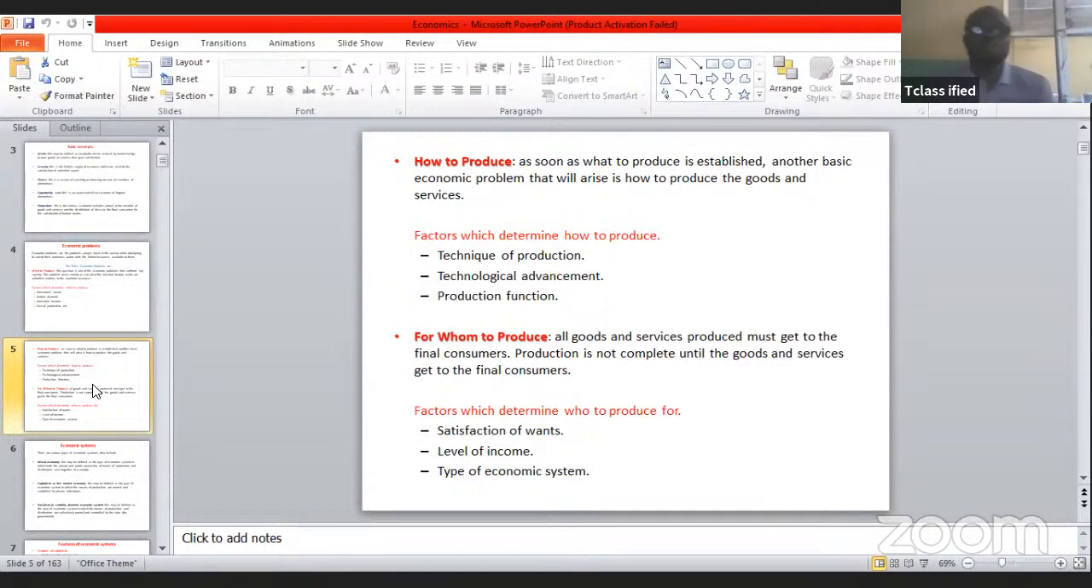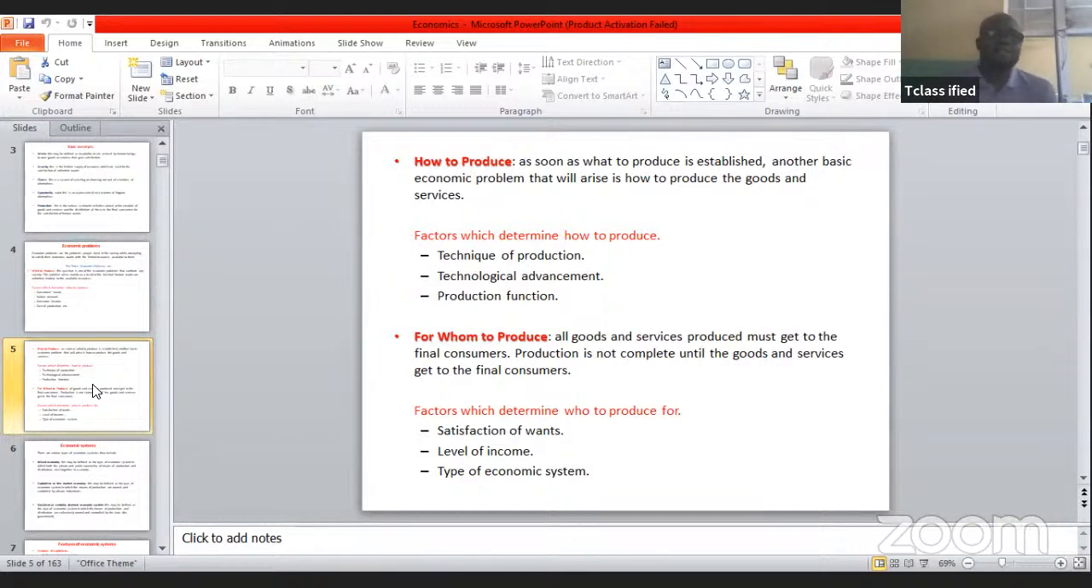As soon as what to produce is established, another basic economic problem that arises is how to produce the goods and services. The factors that determine how I go about producing are, number one, the technique of production. If what I'm producing has only one way of being produced, I have to use that way. But if it has alternatives, I have to seek the way that is cheaper. Number two is technological advancement, and number three is the production function.